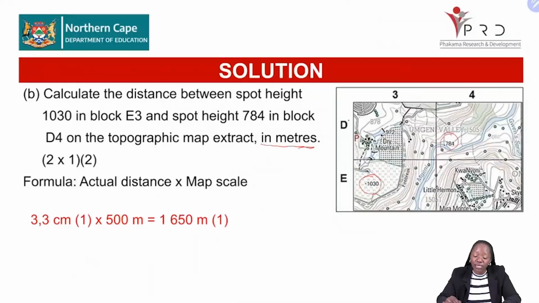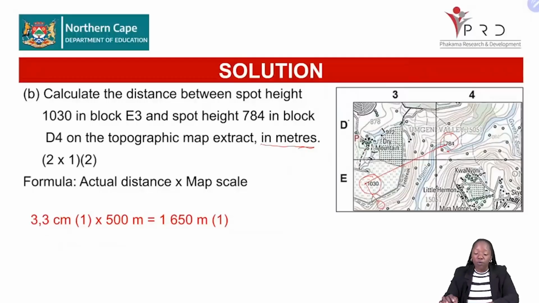Remember, you're going to start at the spot height, which is the dot, up until the next sign for the spot height, which is a point or a dot. Always we start from 0 up until the next. Then you're supposed to get 3,3 centimeters. Remember, you are also given a range. If it's 3,3, then you can be allowed to say 3,2 or 3,4, because we are given a range.